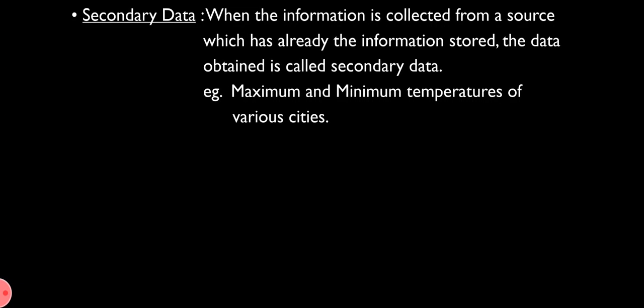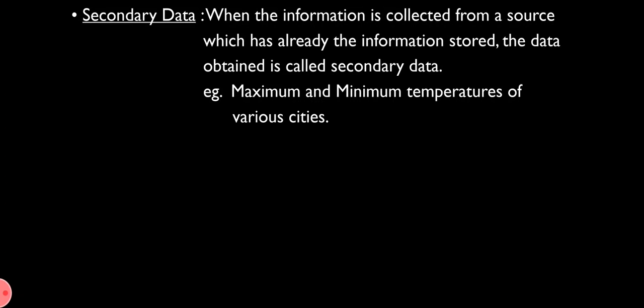When the information is collected from a source which has already stored the information, the data obtained is called secondary data. Here also information is collected, but not directly. The person himself or herself is not directly collecting it, but indirectly from a source which has already stored that information. This is called secondary data.